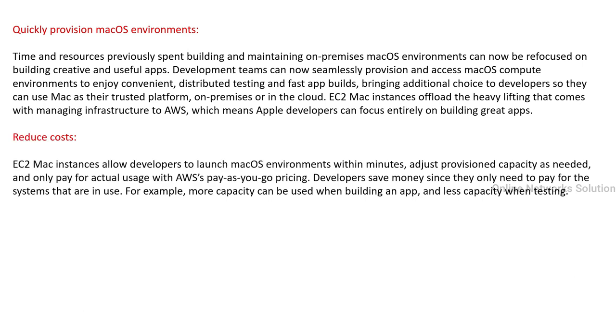Second is reduced cost. EC2 Mac instances allow developers to launch a Mac OS environment within minutes, adjust provisioned capacity as needed, and only pay for actual use. With AWS pay as you go pricing, developers save money since they only need to pay for the systems that are in use. For example, more capacity can be used when building an app and less capacity when testing.